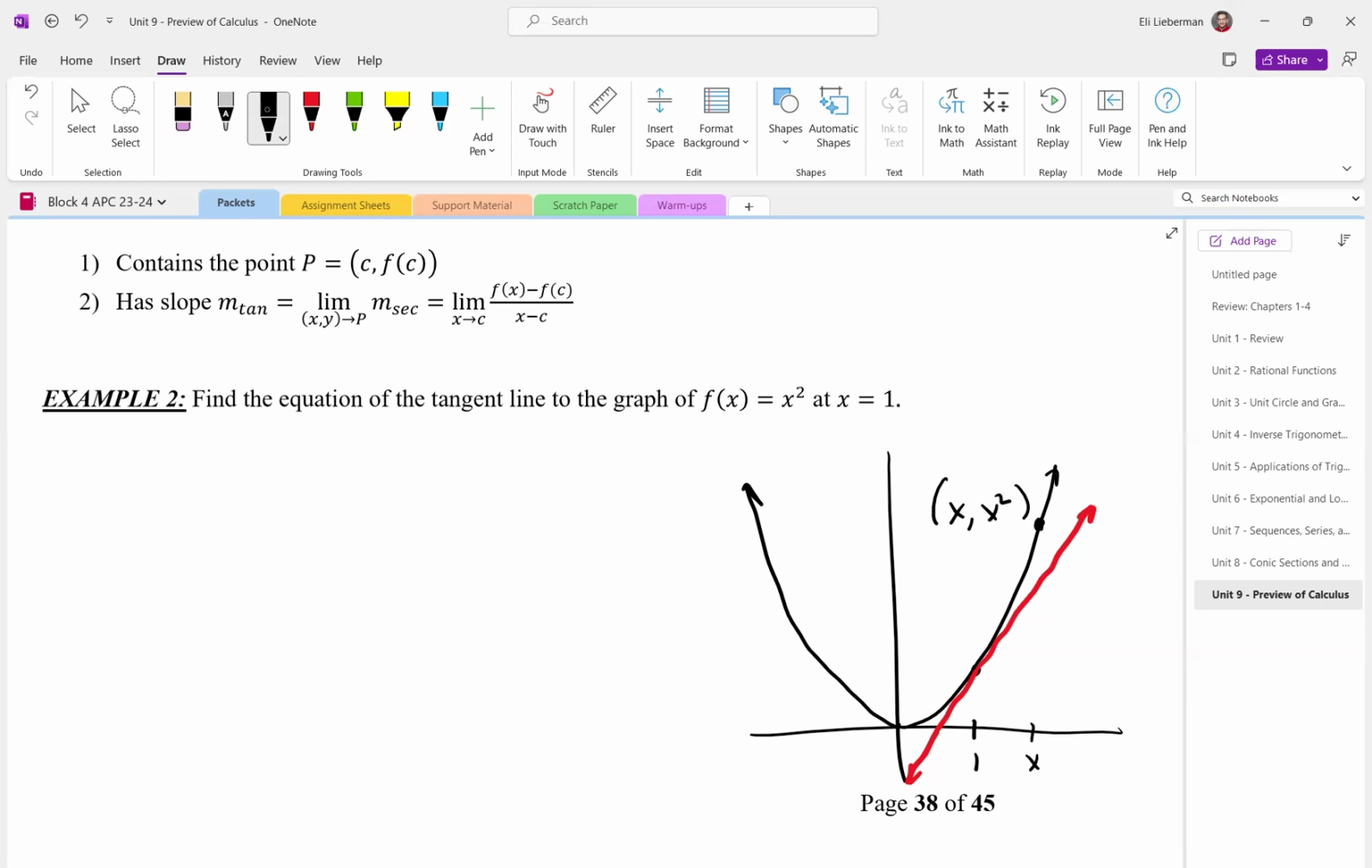So again, can you imagine the animation in your head? Maybe we start with the secant line here. Then you move that second point until it becomes that tangent line. I think that's the first time I used that ruler function. That was nice. Let's see if we can find the slope of this tangent line.